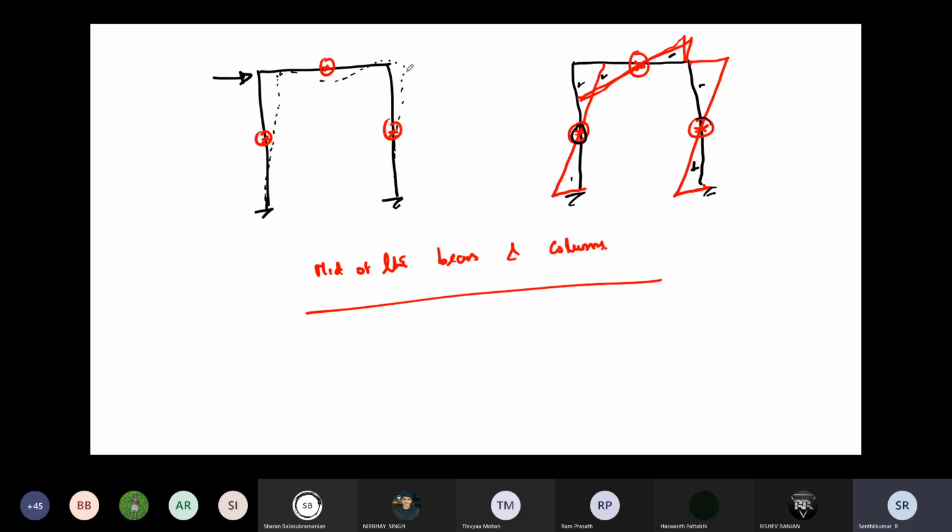This is based on the displacement profile. So there you have an inflection point. That inflection point is nothing but no moment. So no moment means I can assume there is a hinge. Okay. So that method is called the Portal method. That method is called the Portal method.